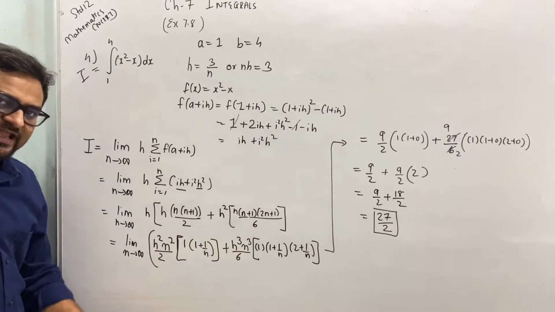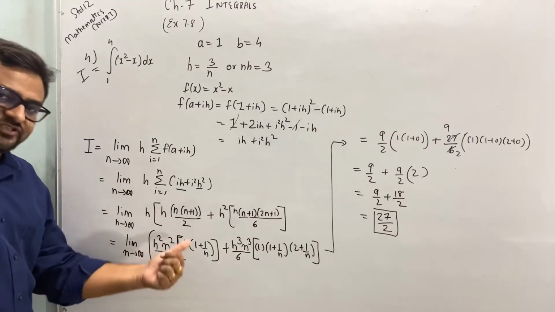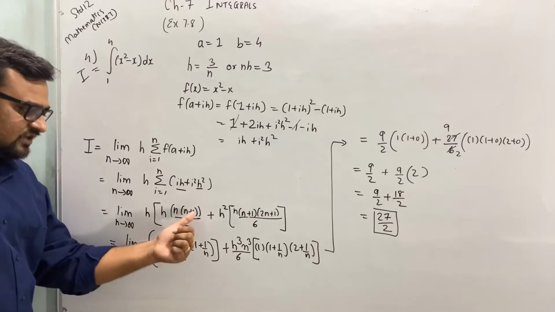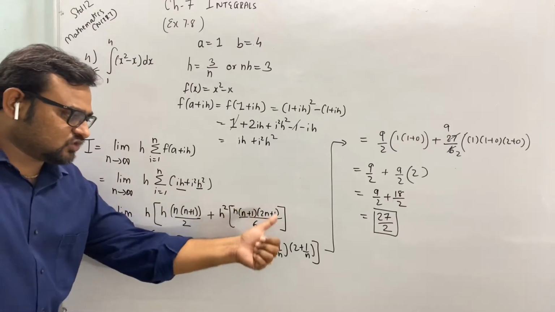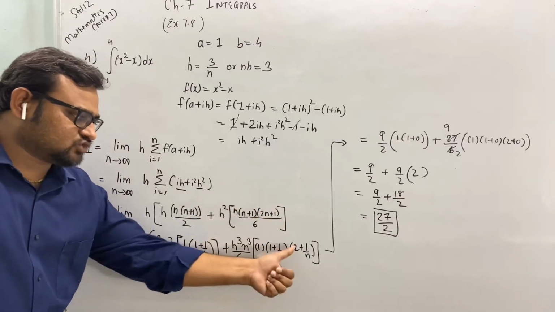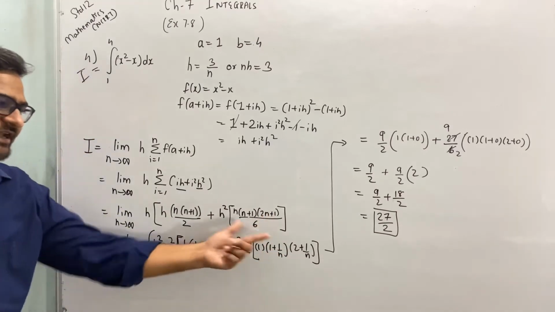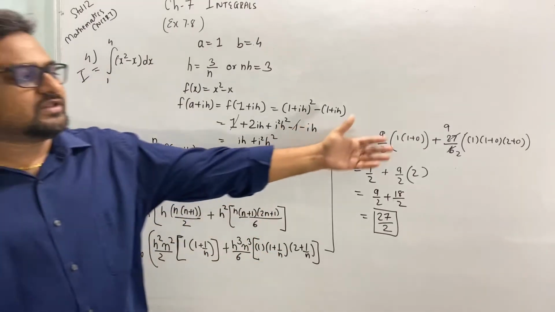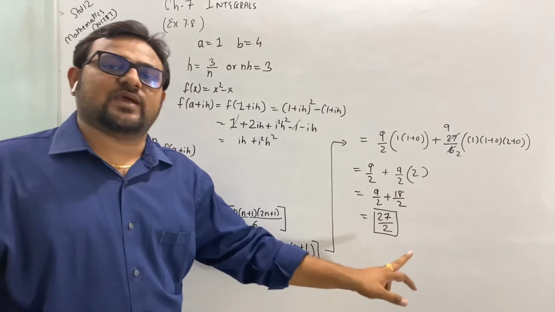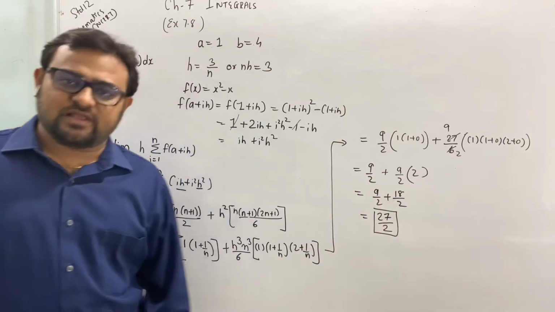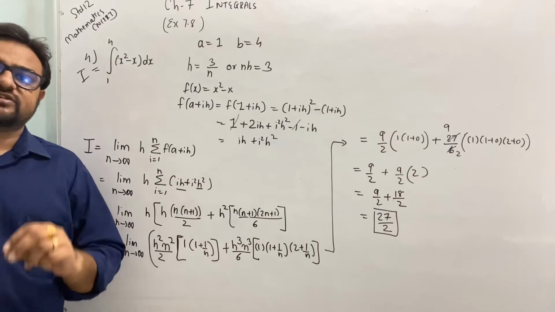Where there is n, I am putting 1. When there is a constant number, divide by n. See, 1 is constant, 1 by n. 1 is constant, 1 by n. 2n, it's 2, instead of n I am putting 1 because I had taken it as common. And finally, removing the limit, we get 27 by 2. Clear? So just go through this question.